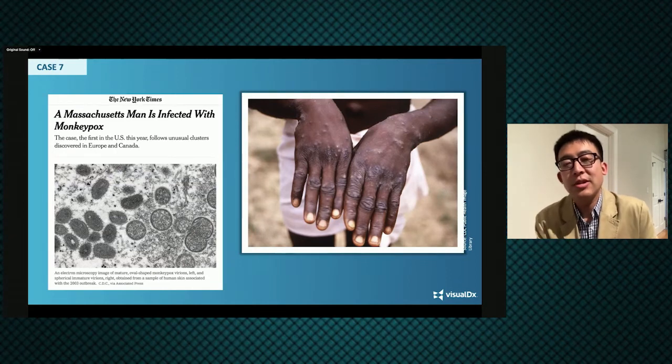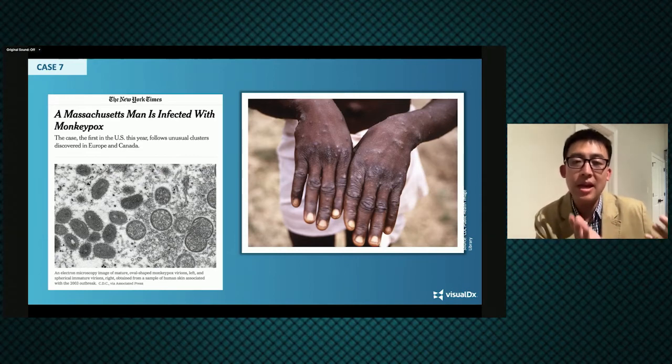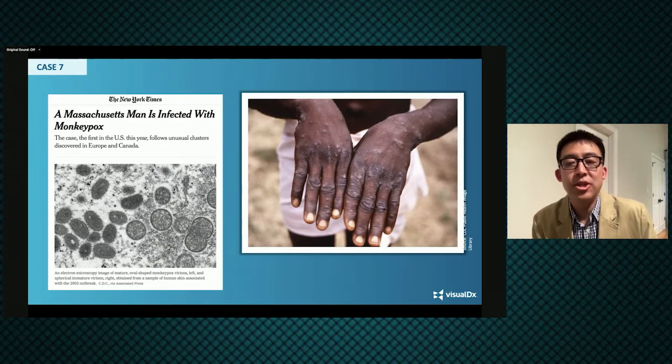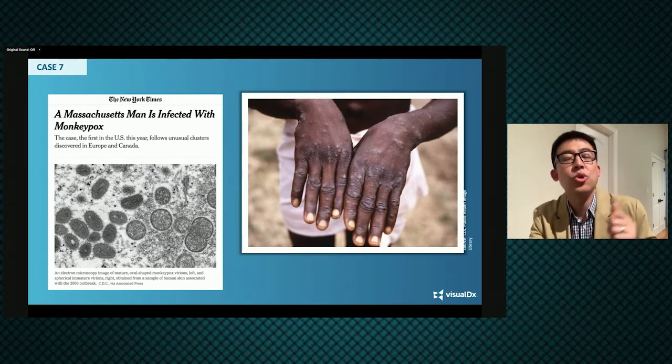The good news also is that spread is not as easy as in COVID. Spread is really primarily from close contact. Respiratory droplets and aerosols are theoretically possible, which is why the CDC recommends good PPE, N95, eye protection. But really the most important thing is to make sure that you're wearing gloves. So I just wanted to include this because I think it's on everyone's mind, but to stay vigilant and make sure that we're thinking about this, especially if the story doesn't fit.